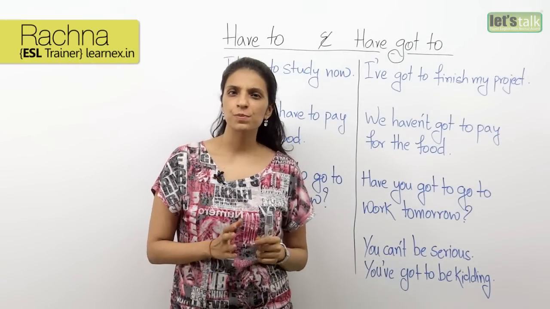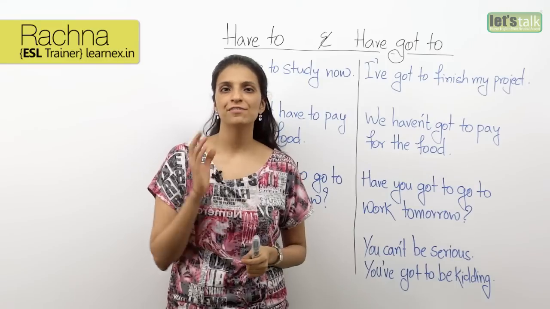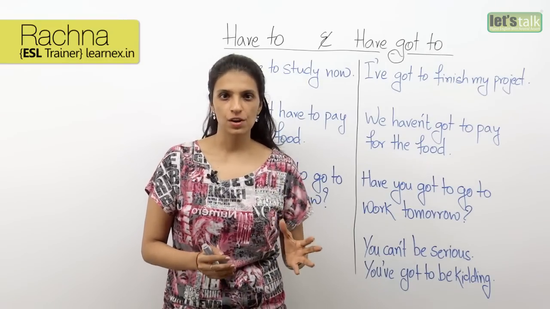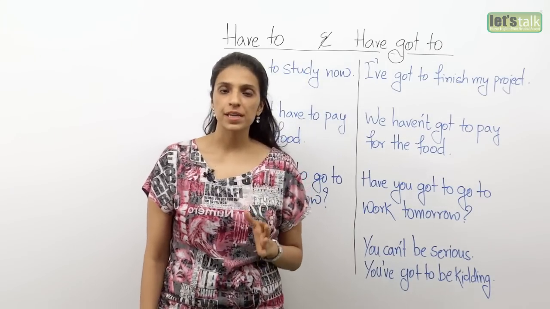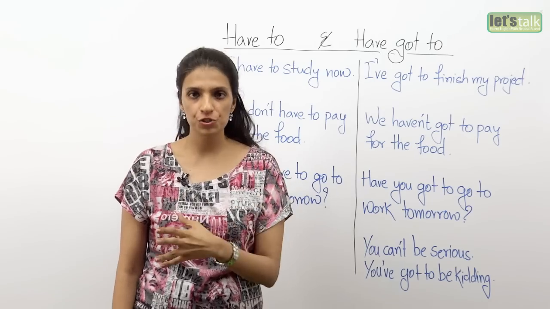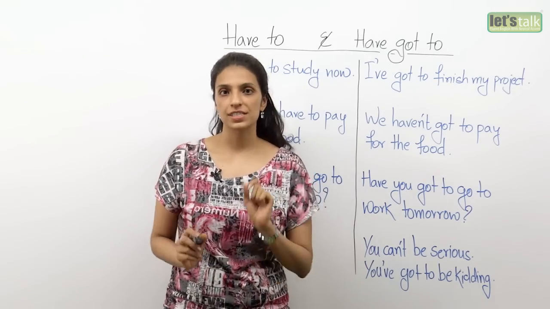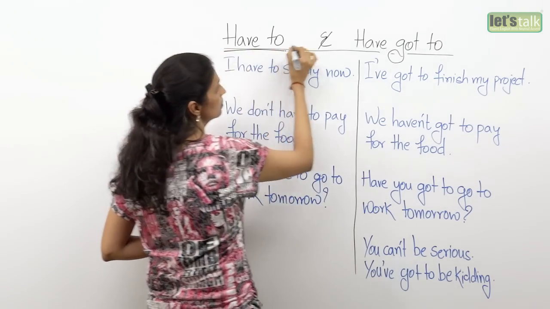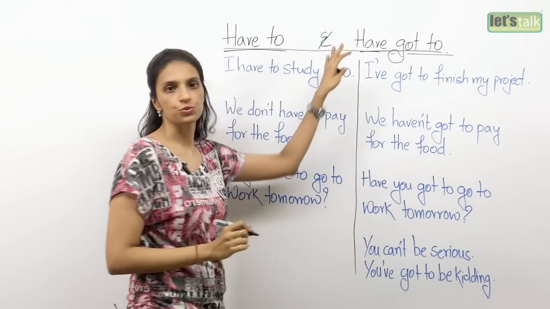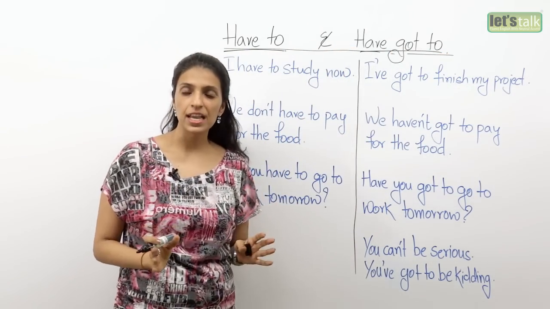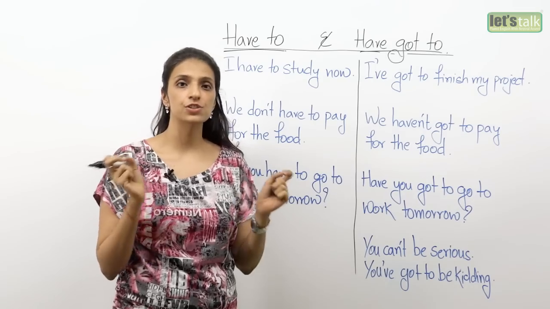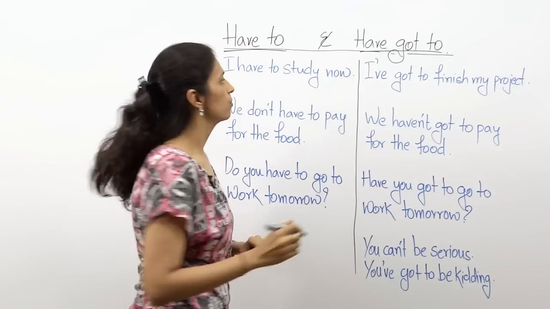Many times you may have heard people tell you, you have to do this, you've got to do this. So what does it mean when someone tells you, you have to do this or you've got to do it? Well, that is what we're going to learn in today's class: have to and have got to. Both mean the same thing and you can use them interchangeably. Both mean an obligation.